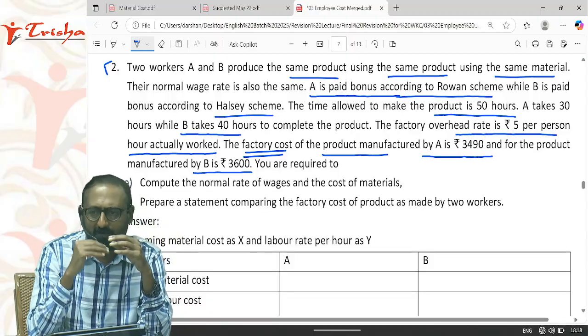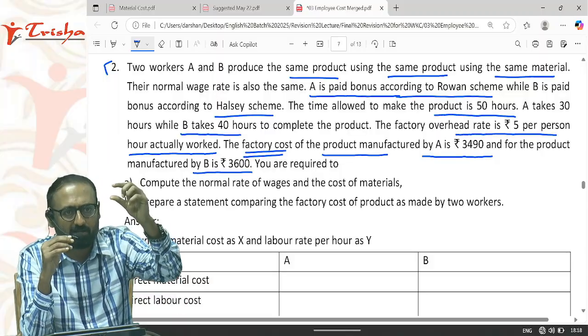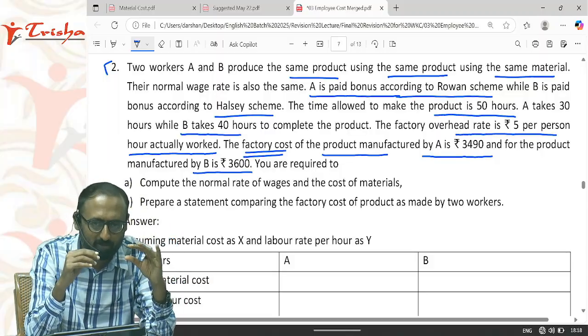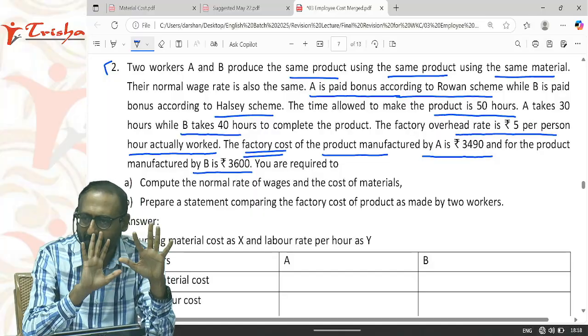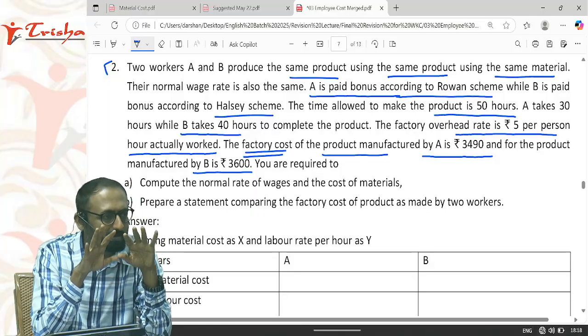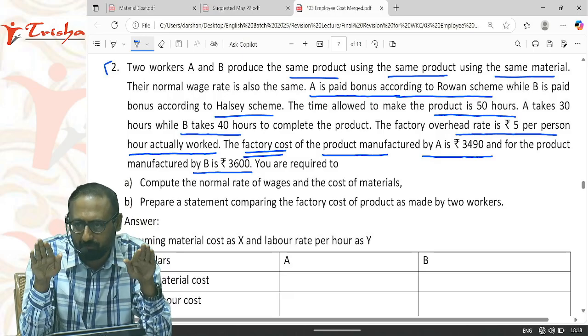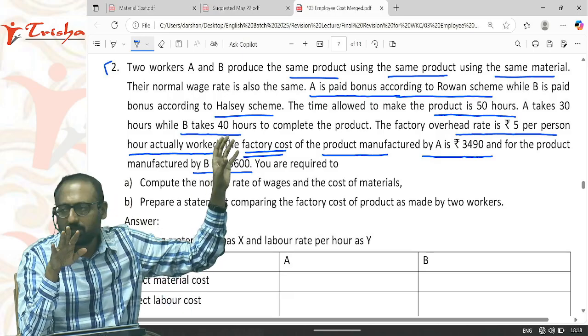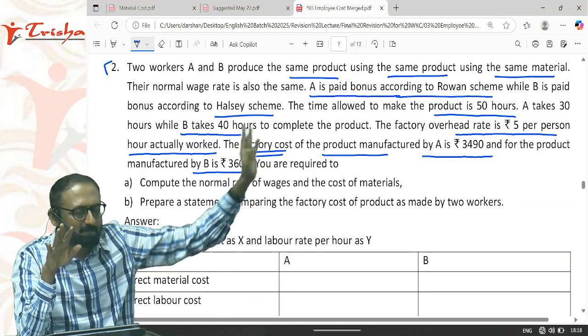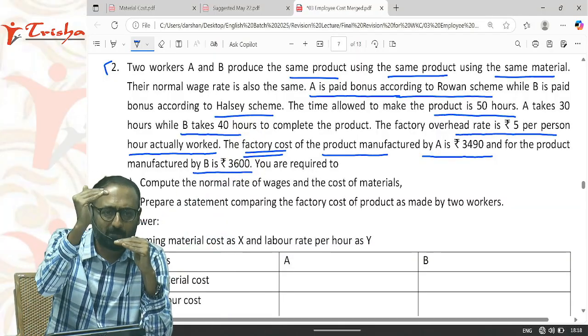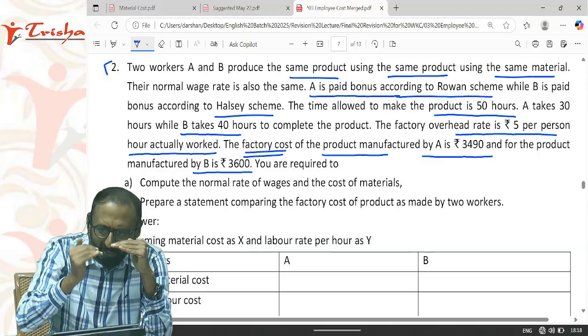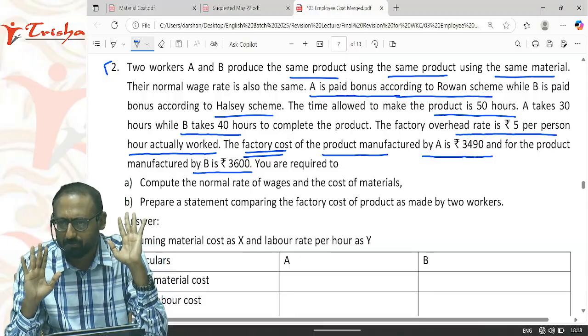Now you have to remember the cost sheet. How to calculate the factory cost? Direct material, direct labor, direct expenses give prime cost. Add factory overhead to get factory cost. In this question, nothing is given about direct expenses. So direct material plus direct labor is prime cost, add factory overhead is equal to factory cost.